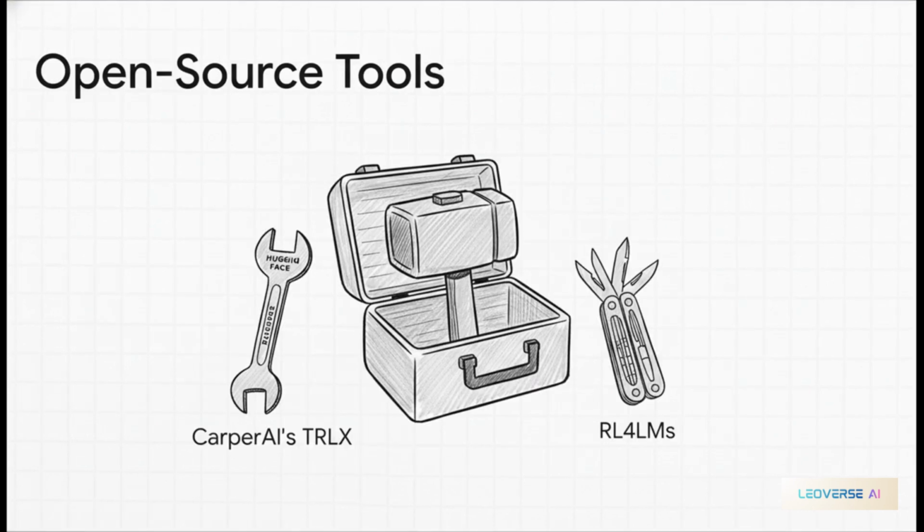Now, the good news is you do not have to build all this from scratch. There are some fantastic open source libraries that handle a ton of the complexity for you. Hugging Face's TRL is a great place to start. TRLX is a version of that designed for even bigger models, and RL for LMs gives you a whole bunch of different RL algorithms to play with. These are really your best entry points into the world of RLHF.